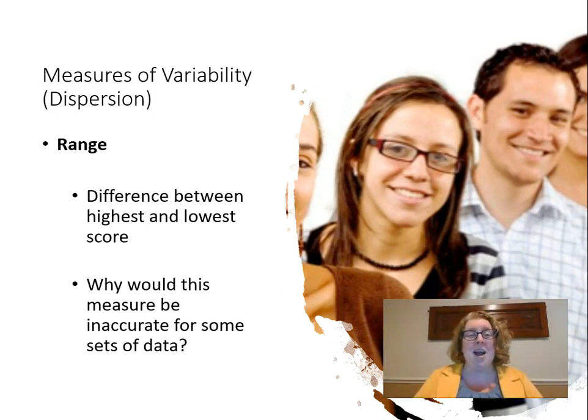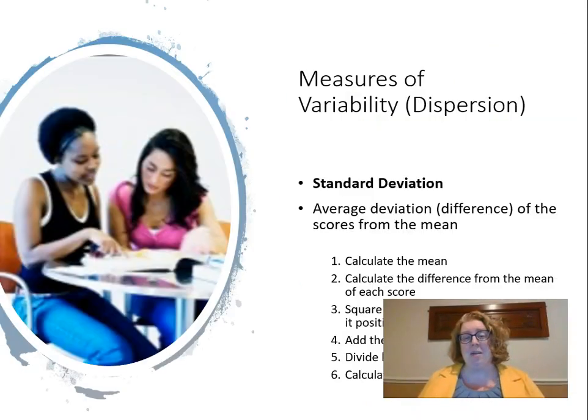My range would be 100 points, right? 100 minus 0 is 100. But most of my students scored a 50. So I'd have a really big range, but still most of my students were pretty close to each other. So range is really easy to calculate, but it doesn't always give us an accurate picture of the variability of our students, right? Which is why a more accurate measure of variability is what we call standard deviation.